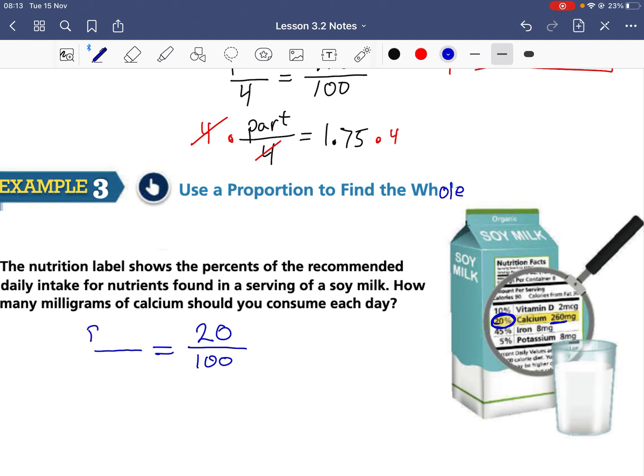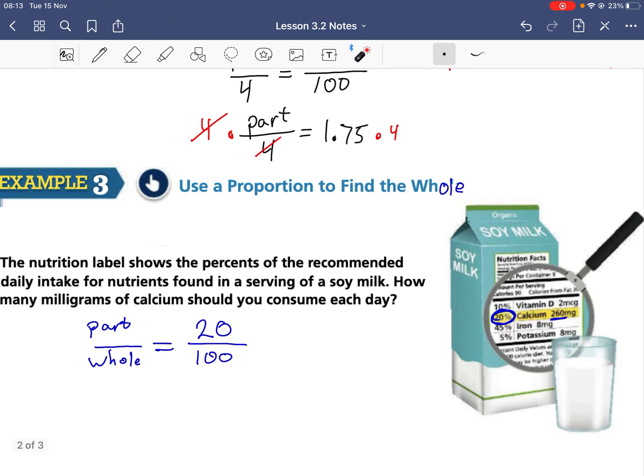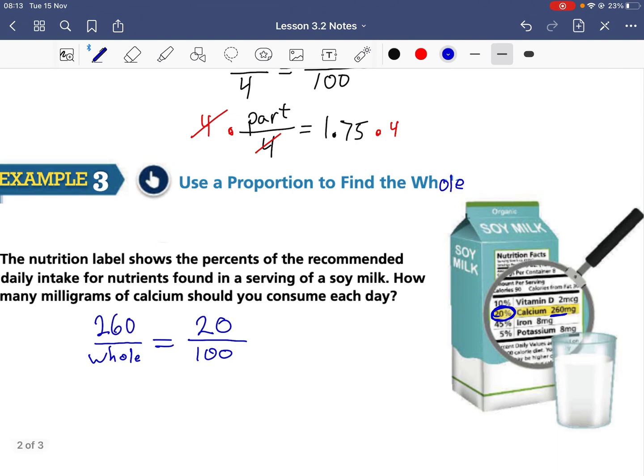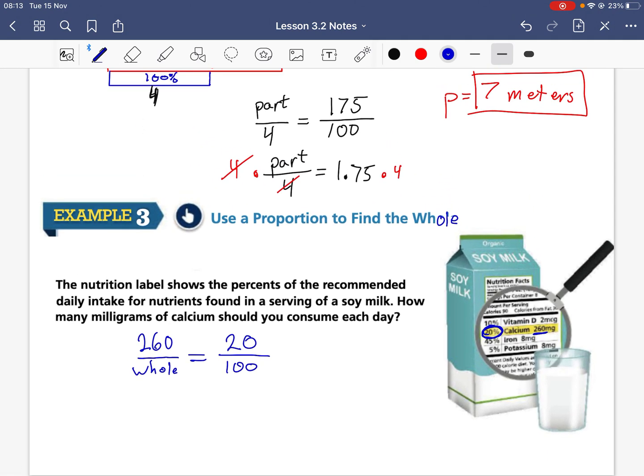We need to identify what our part is and what the whole is. So we can see that 20% goes with 260. So 20% is our part. So our part is 260. So we need to find out what the whole is. So 260 over W equals 0.2. Okay? Now to find out what our whole is, there's 2 steps that we need to follow.